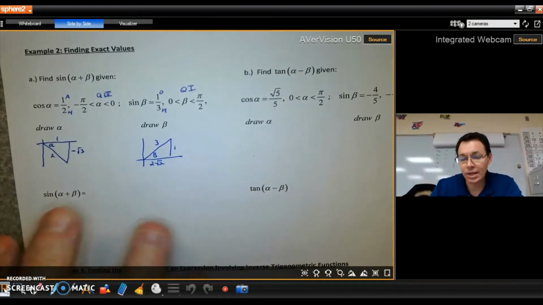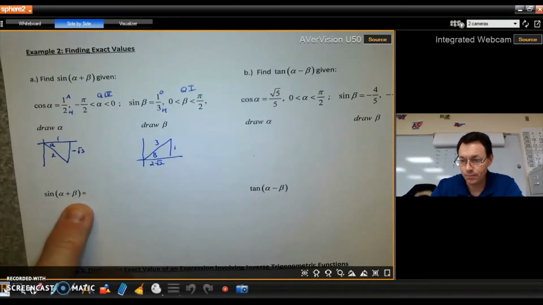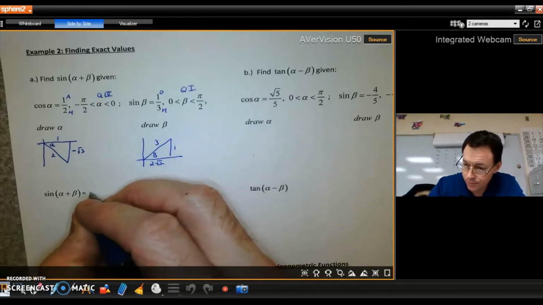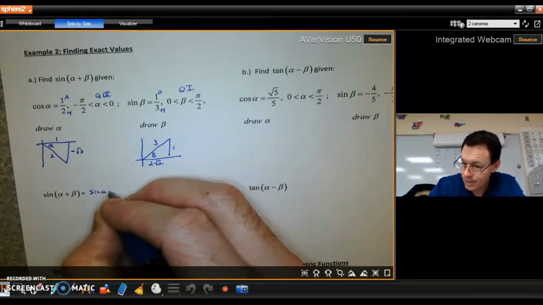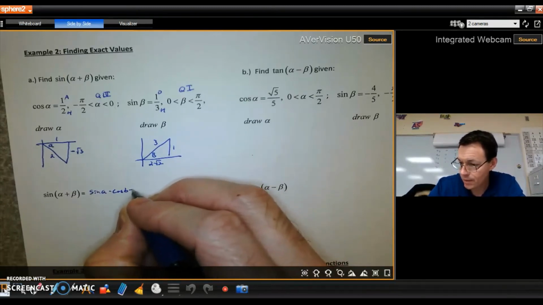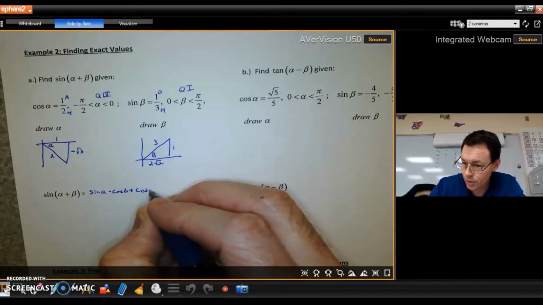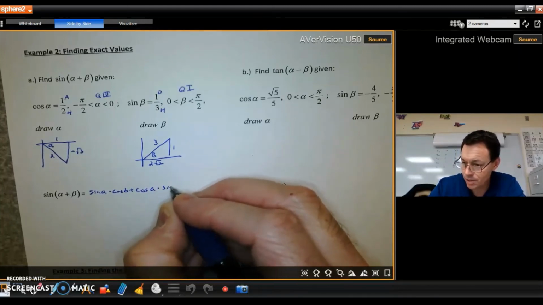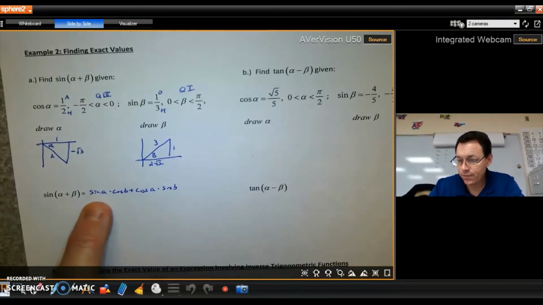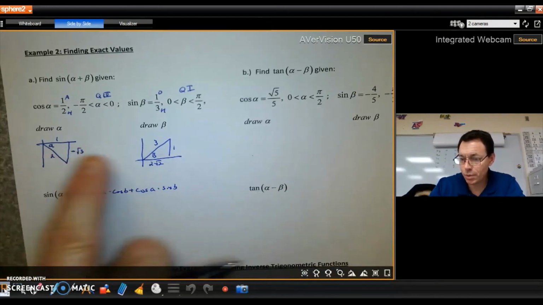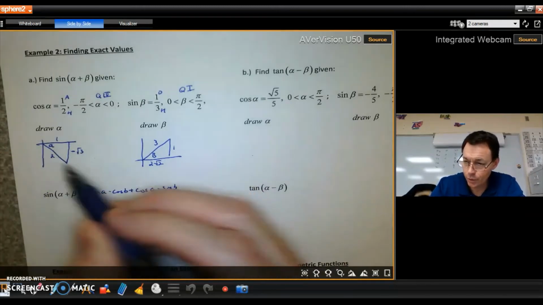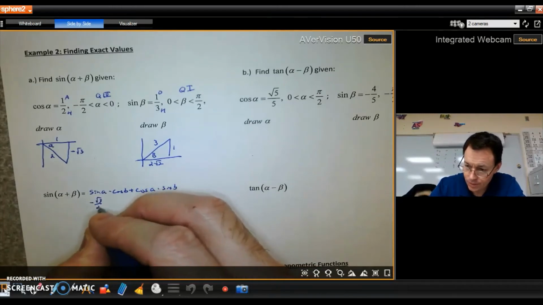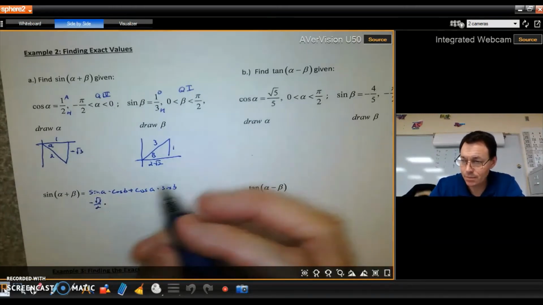So now that we have our two pictures, now we can answer the question. What is the sine of A plus B? Well, using your formula, I'm just going to go ahead and write the formula. It's the sine of A times the cosine of B, and then it's plus, and then it's the cosine of A times the sine of B. So now, let's fill in this information from these two pictures. The sine of angle A, here's angle A, negative radical 3 over 2. That is the sine of A. Times the cosine of B.